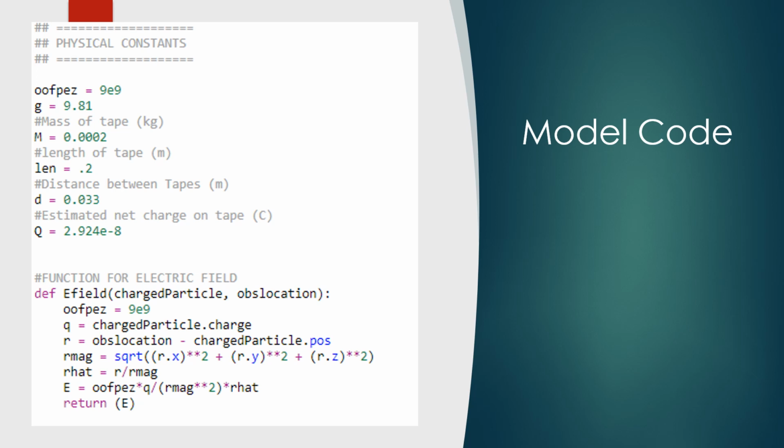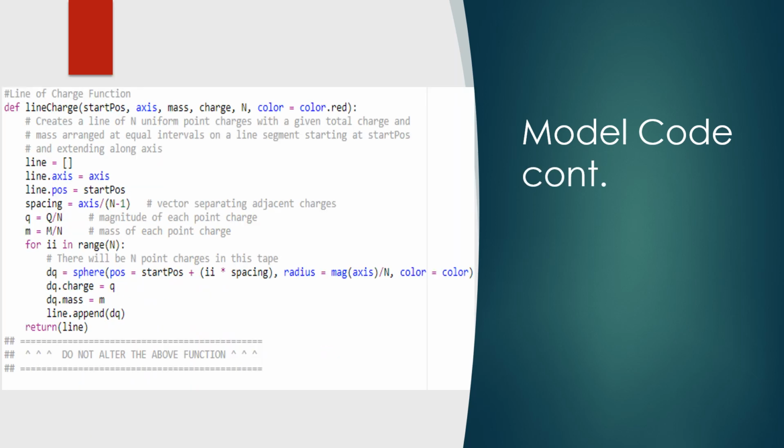Then we have the function used for calculating the electric field. In this part of the code, we have the function that was given to us as part of the starter code that calculates the magnitude of the electric field from the line charge function, as shown here.